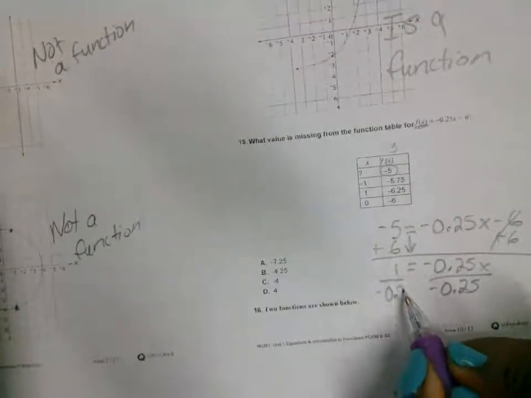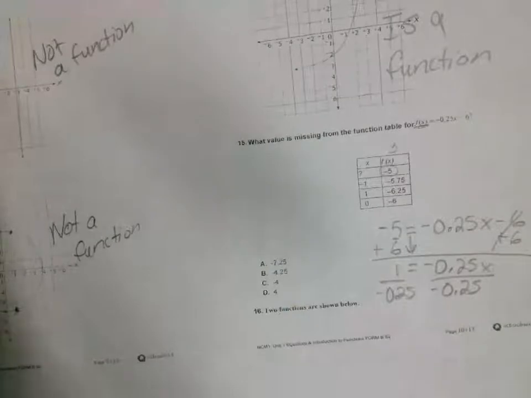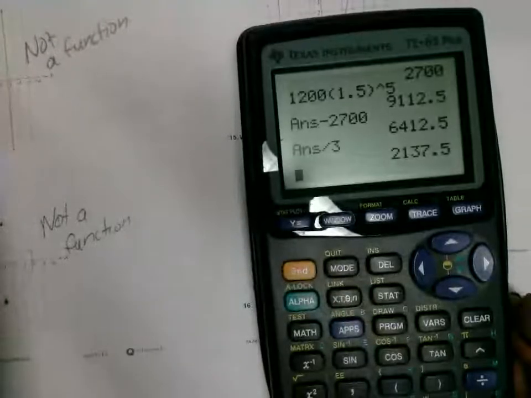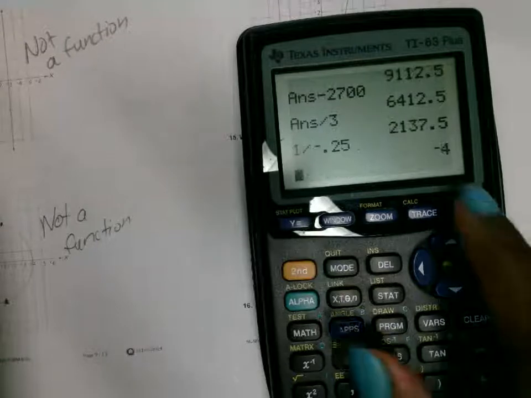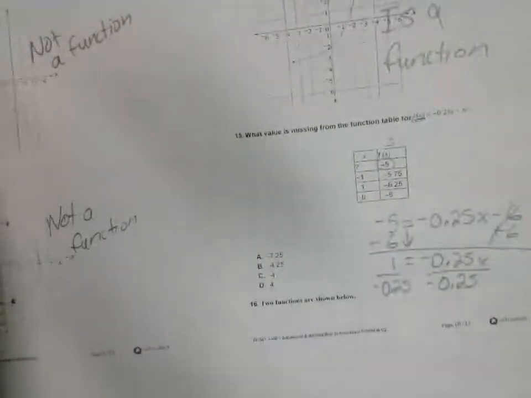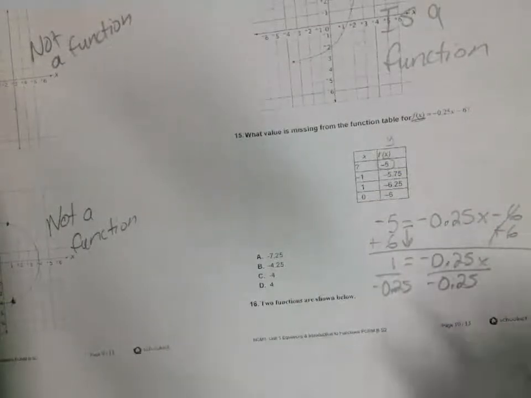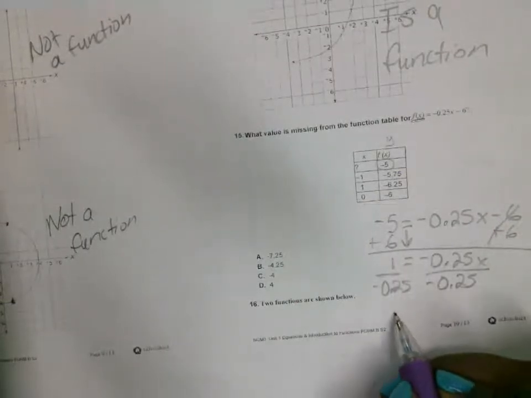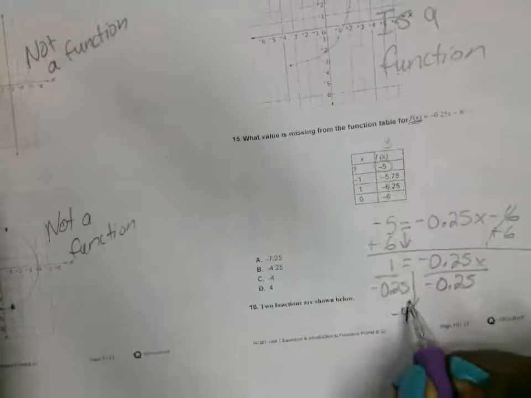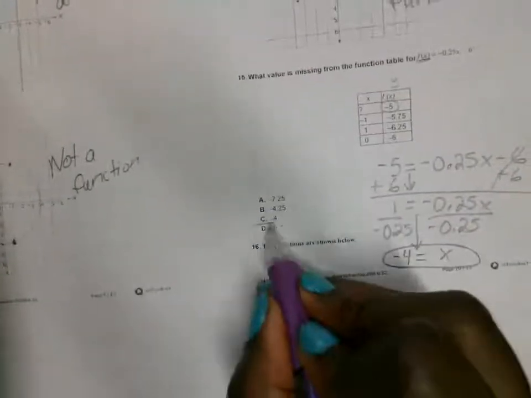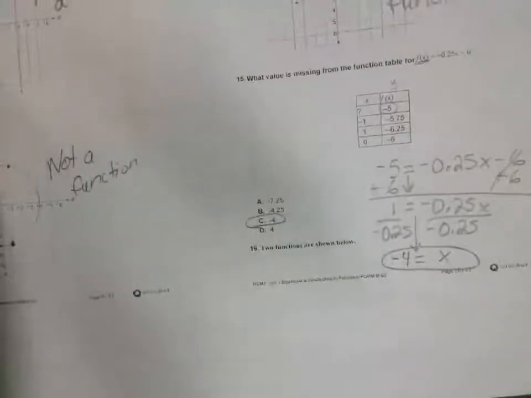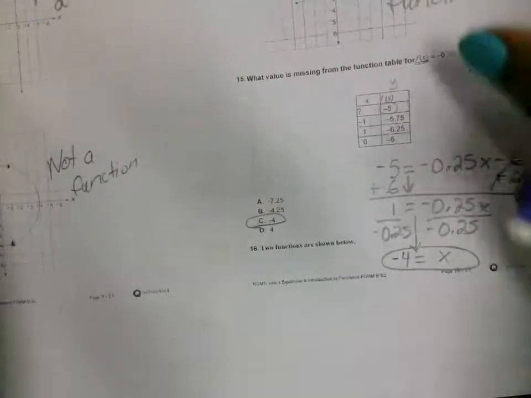Okay, when I divide, look at this. I have 1 divided by a negative 0.25. That gives me a negative 4. 0.25 goes into 1 4 times, right? 4 quarters. All right, so this is going to give me negative 4 is equal to x. So my answer here is going to be C. C is the value that is missing, okay?